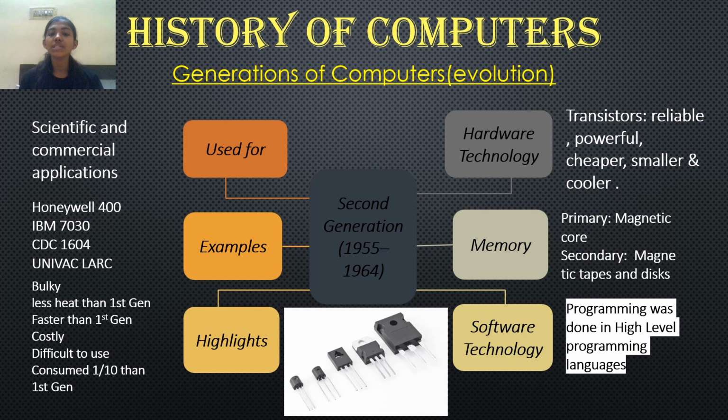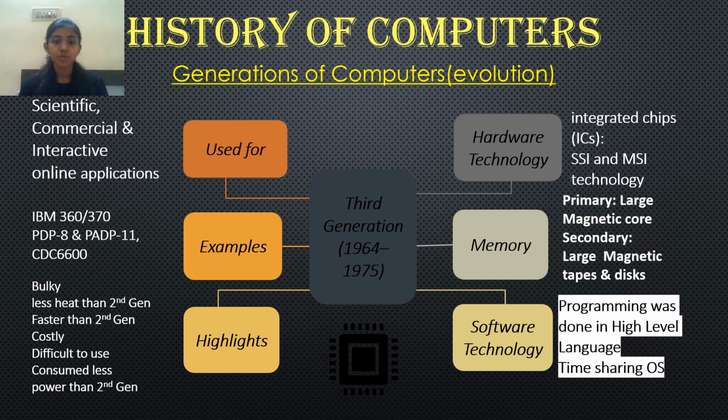The examples of second generation computers are Honeywell 400, IBM 7030, CDC 1604, etc. The highlights of second generation computers are that it was bulky, less heat than first generation, faster than first generation, but it was costly, difficult to use, and consumed 1/10 the power of first generation.